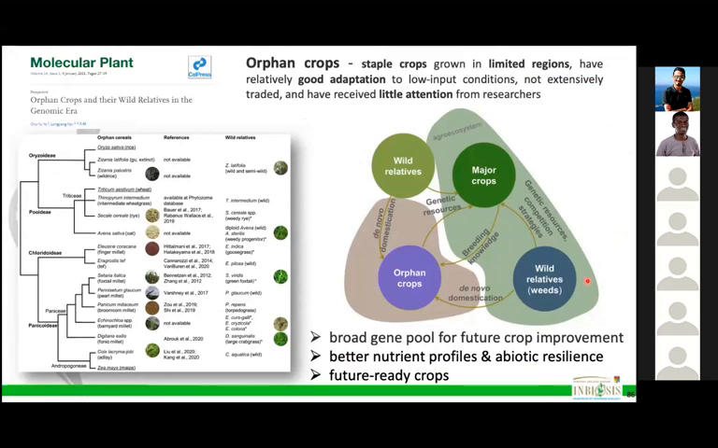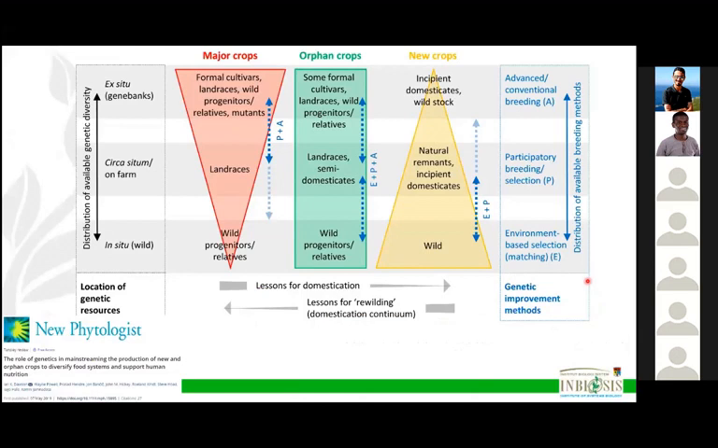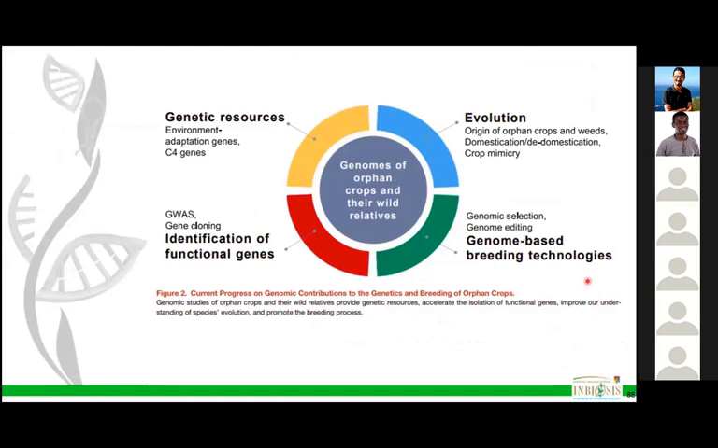I think when talking about genomics, people are thinking about orphan crops in Africa, which have received little attention. And these orphan crops are actually very important for providing a gene pool for future crop improvement, and also for future-proofing crops against diseases. And this is a framework on how major crop and orphan crop information can be combined to improve future agriculture, by providing genetic resources to identify functional genes, also studying evolution, and using genome-based breeding technology.